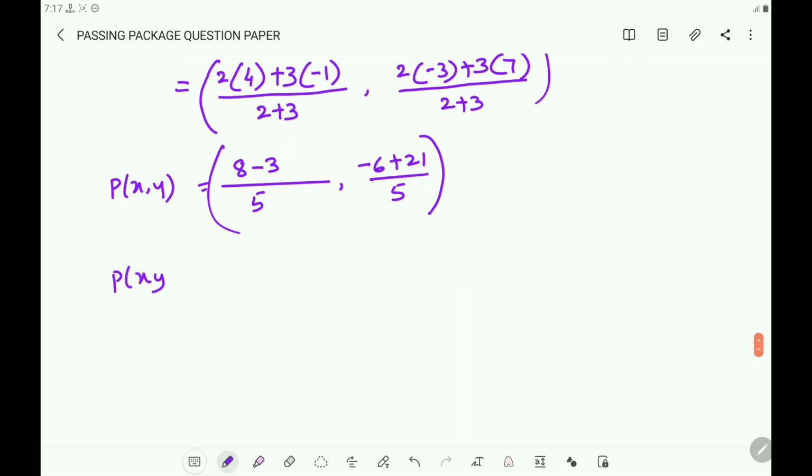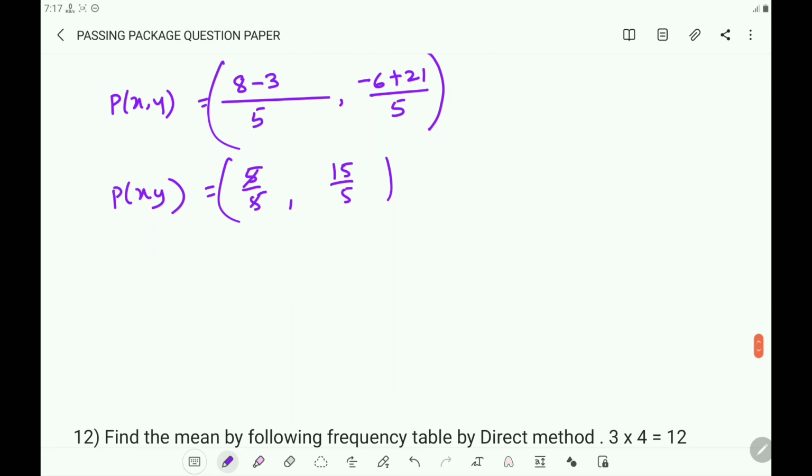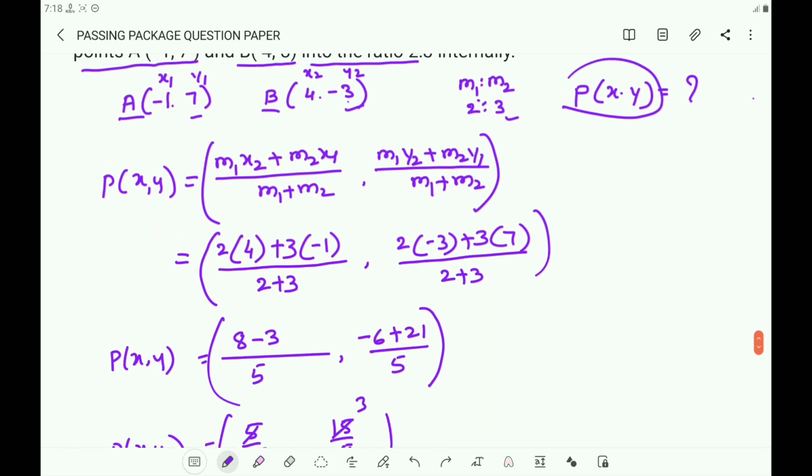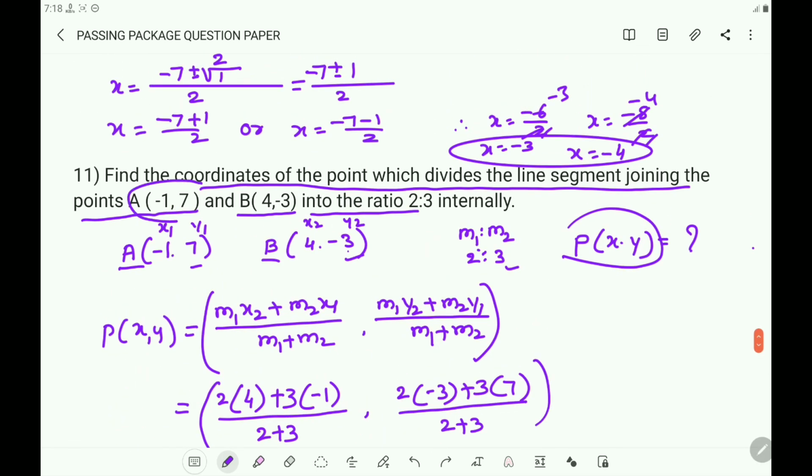Then P(x, y) is 8 minus 3 is 5, 5 by 5, and 21 minus 6 is 15, 15 by 5. So 5 by 5 is 1, and 5 threes are 15, so you got 3. So you got P(x, y) equals (1, 3), means x equals 1, y equals 3. That is the coordinates of the point which divides the line joining the points A(-1, 7), B(4, -3) in the ratio 2 is to 3.